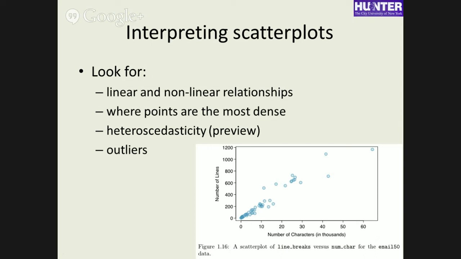Don't worry about it, but I figure the more times I mention it, the more likely you are to remember and be able to say heteroskedasticity.